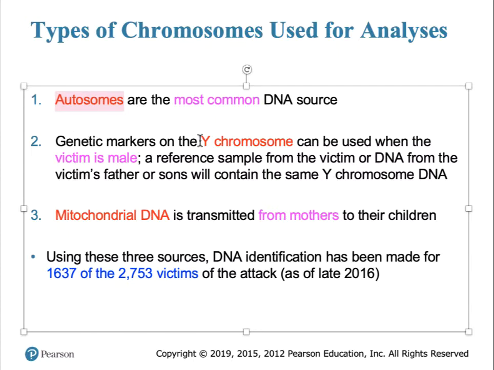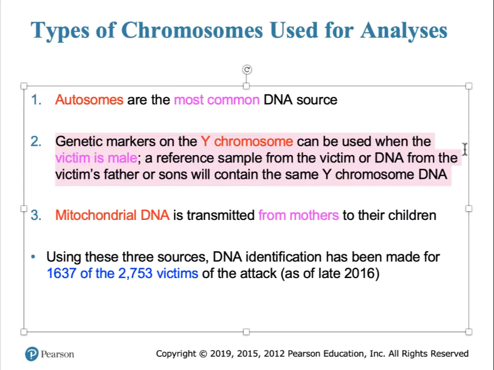However, genetic markers located on the Y chromosome can be used when the victim is a male and the reference sample from the victim or DNA from the father or the son of the victim will also contain the same Y chromosomal DNA. So by following the transmittance of this particular chromosome and its markers, we can then identify through that process which remain belongs to which male.